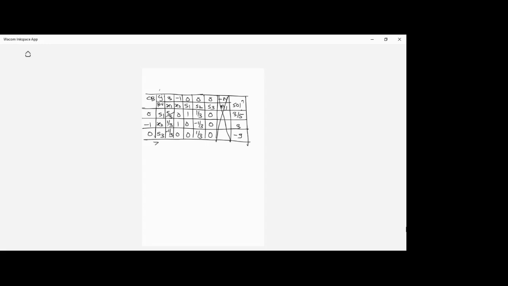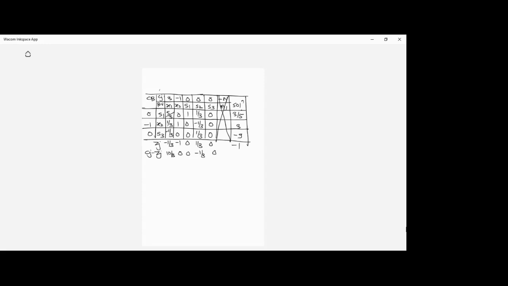So if you find out the Zj values and Cj minus Zj values, I'll be writing them here. It comes out to be -1/3. Here it will be -1. Here it comes out to be 0. Here 1/3. Here it is 0. And here it is -1. The Cj minus Zj values are 10/3, 0, 0, -1/3, and here it is 0.